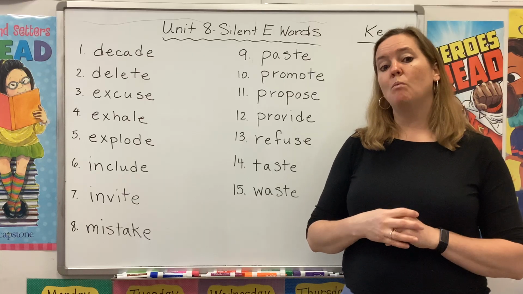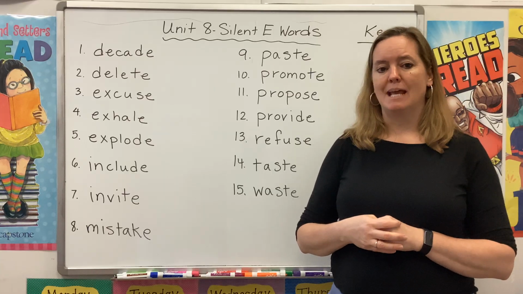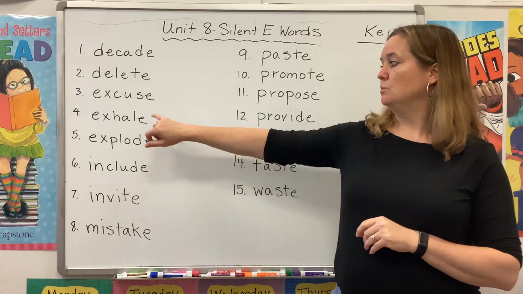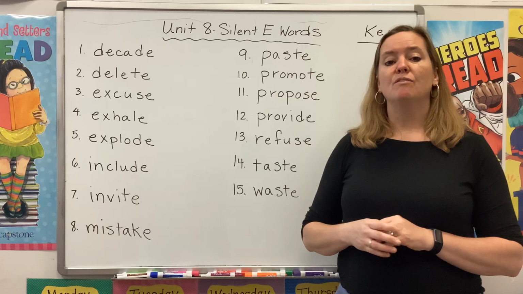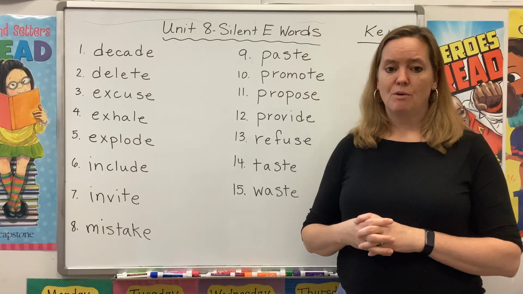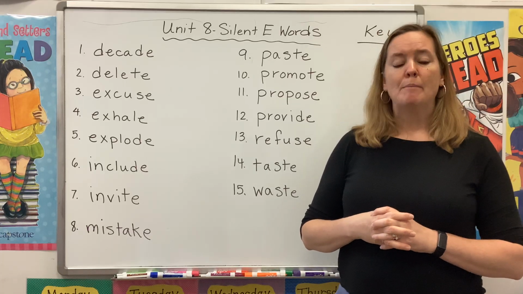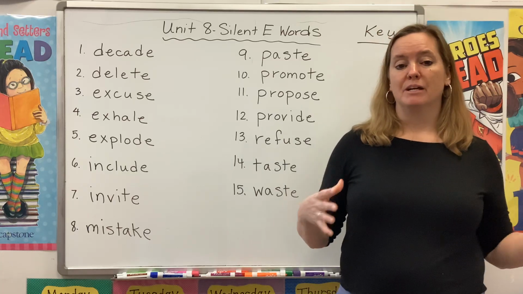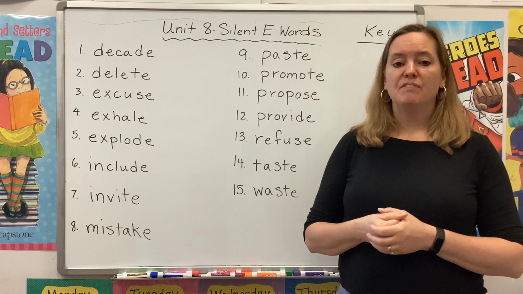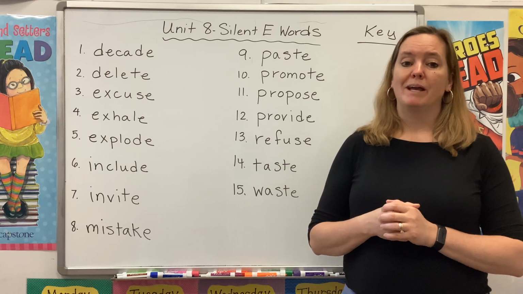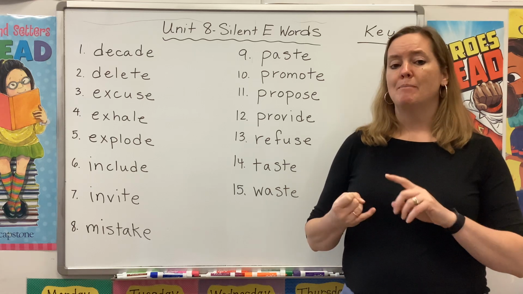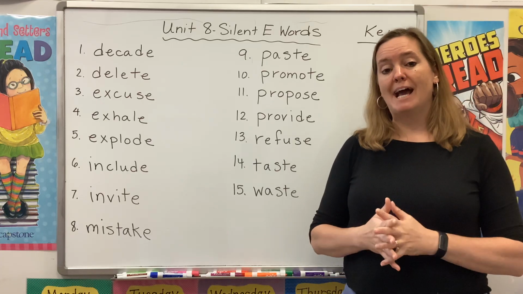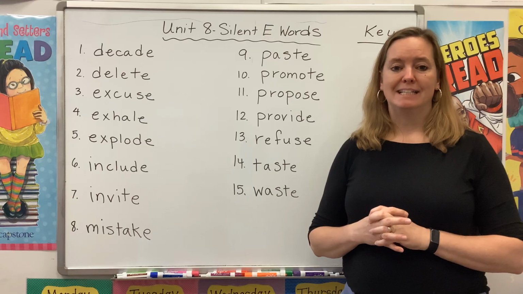Now there are different ways to make a vowel say its name. The most common method for shorter words is to use silent E. You've already learned about this in previous grades, so this will be a review, but now we're going to use silent E words in bigger two-syllable words. In future weeks, you'll learn about other ways to make a vowel say its name by using a vowel team or an open syllable. But for now, let's focus on our silent E.